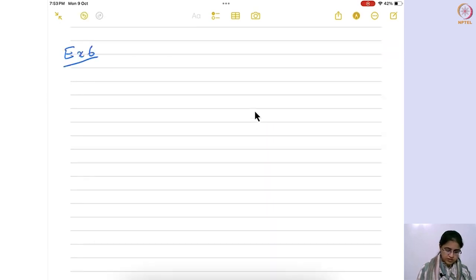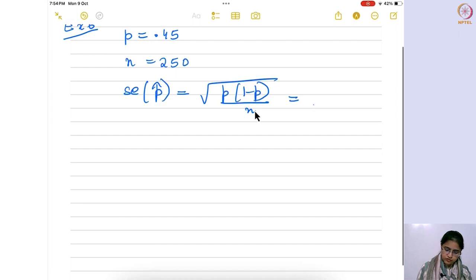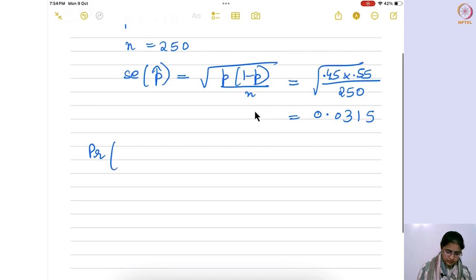So we have your sixth example. P is given to you as 0.45, and n is given to you as 250. The standard error would be the square root of p into 1 minus p by n, which is 0.45 into 1 minus 0.45 divided by 250. If you solve it, you will get 0.0315. And finally, you have to find the probability that p hat is less than 0.35.